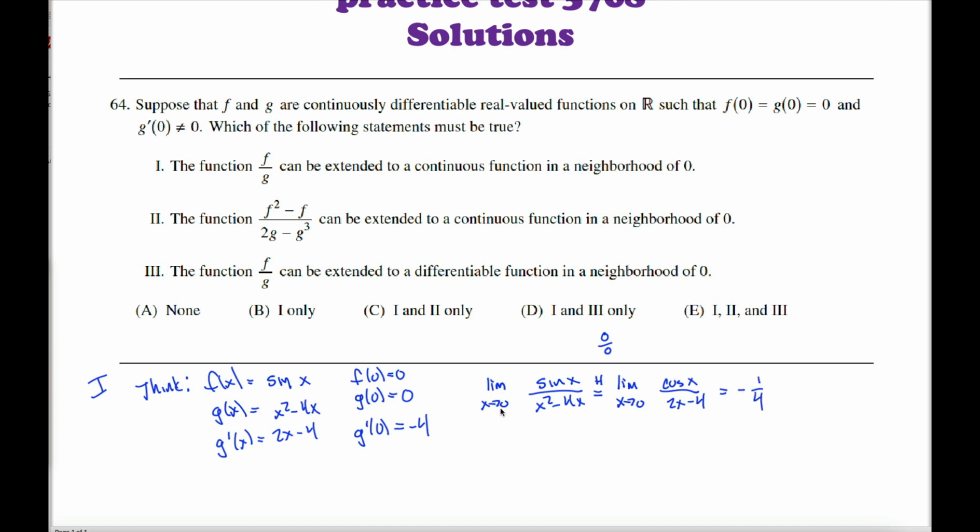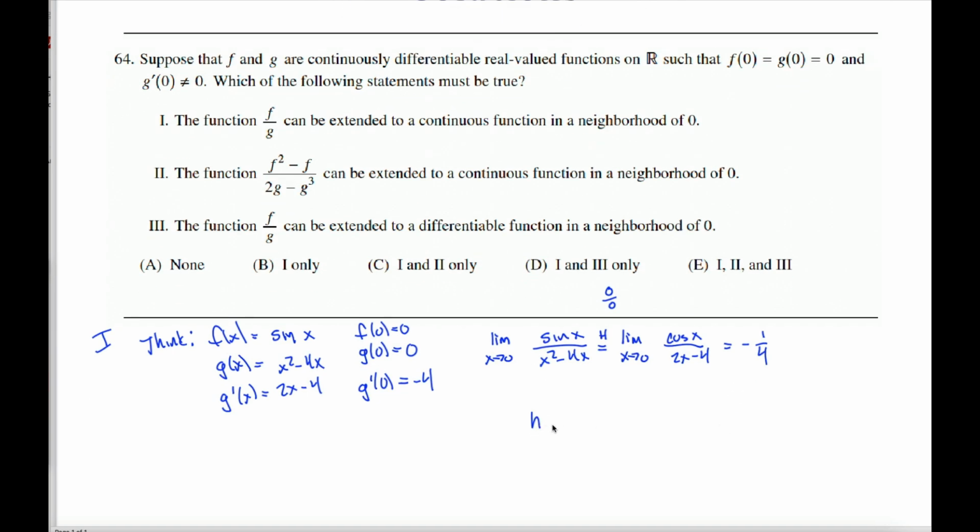Because the limit as x approaches 0 of this quotient is negative 1/4, I can define this function h of x to be equal to sine of x over x squared minus 4x if x does not equal 0, and negative 1/4 if x does equal 0. This piecewise function would be continuous in a neighborhood of 0. I've satisfied the criteria. I've extended this function to be continuous in a neighborhood of 0. Worth pointing out that this function is not continuous at 4, but that's not relevant to this problem.